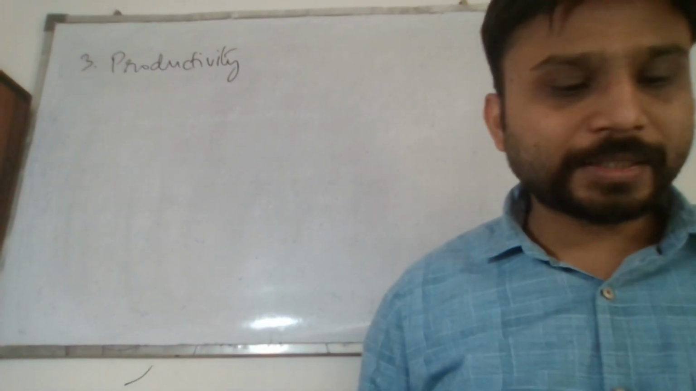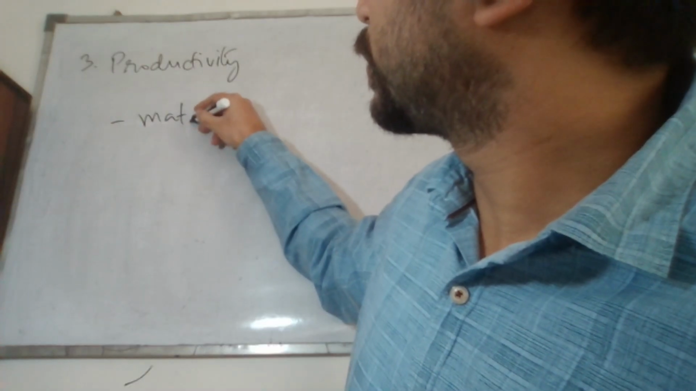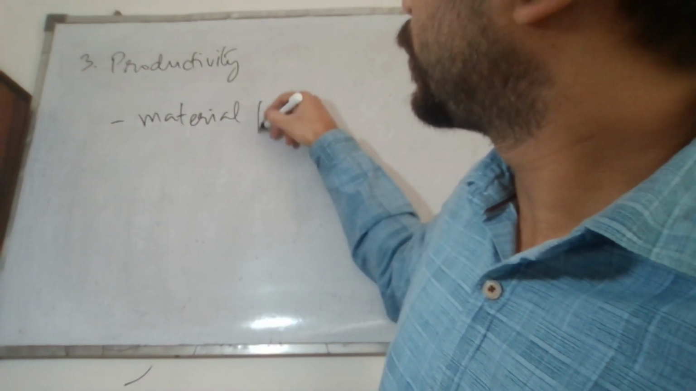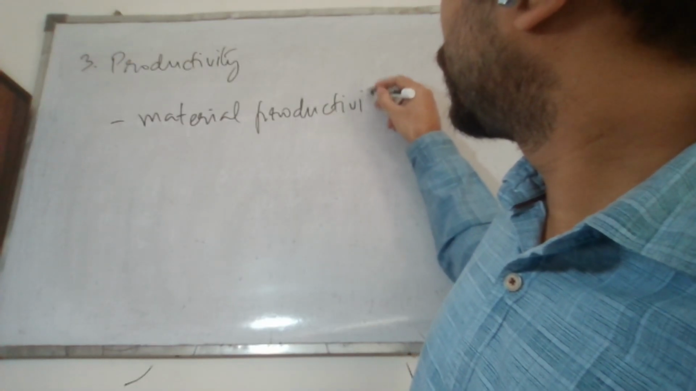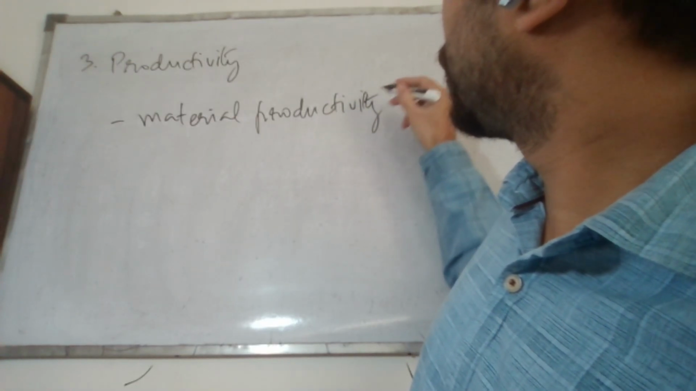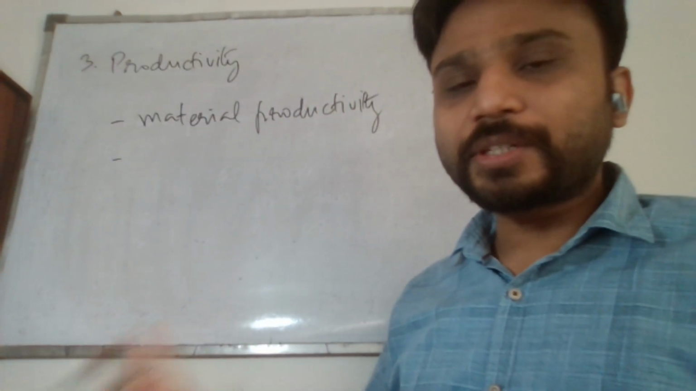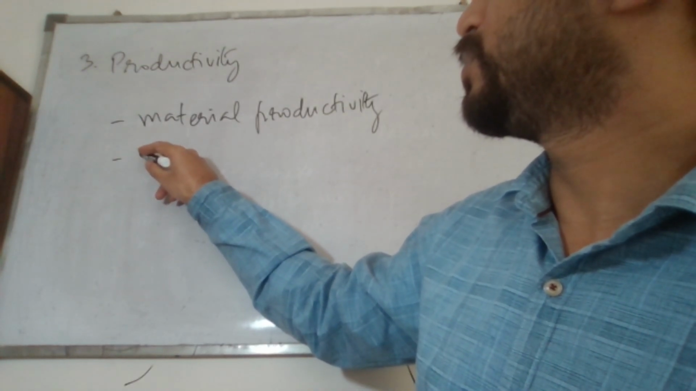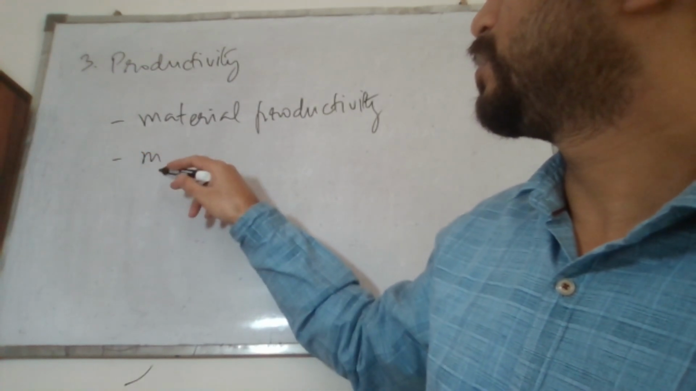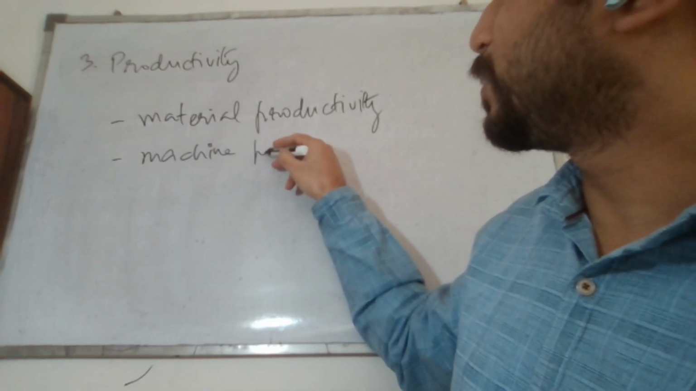Labor productivity, there is material productivity, and that means whatever material we are producing, how productive that is. And then we have machine productivity. Machine productivity is rather easy to guess.